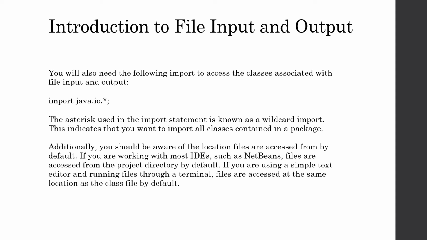So this is how we're going to get all of the classes that we want from our I/O package. We're going to do import java.io dot and then that little star or asterisk character. That asterisk is going to indicate that our import statement should be treated as a wildcard import. So this means that we're going to import all classes contained inside of that package. We're just going to grab everything all at once instead of just grabbing a couple of classes at a time.